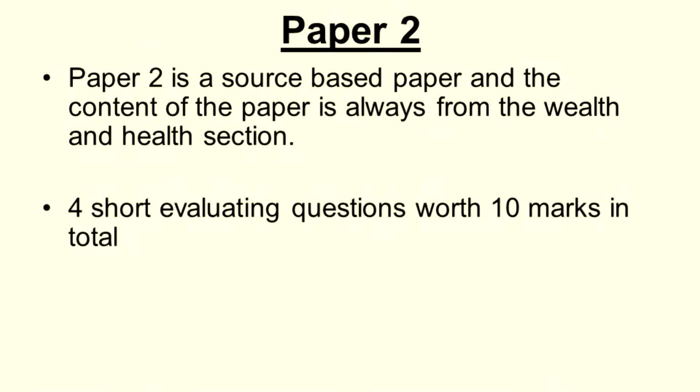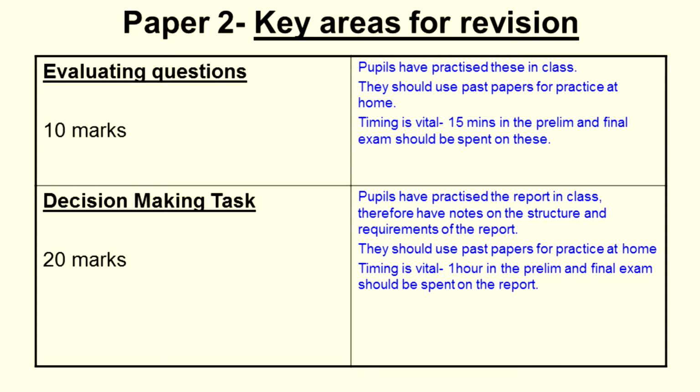Paper 2 is always from health and wealth, and the best thing that pupils can do in order to get good at decision-making exercises is to practice them at home and in school. They can also practice the evaluating questions that are at the start of the reports. These questions always have the same structure to them and the same way of answering them, so they should be an easy 10 marks for pupils to get.